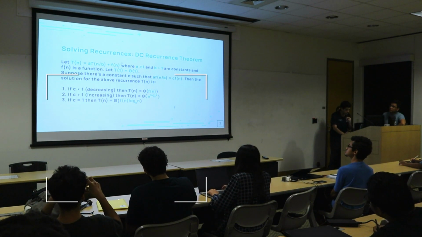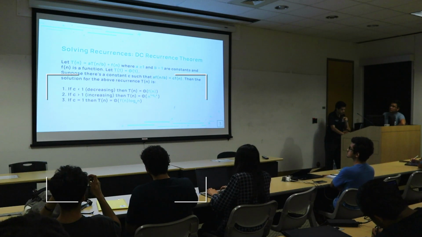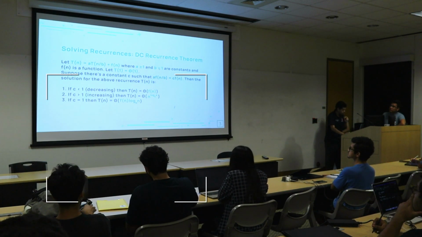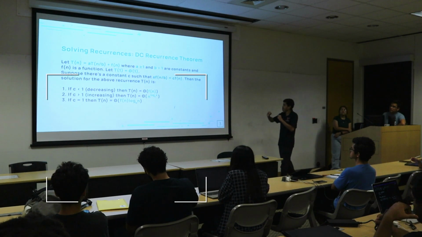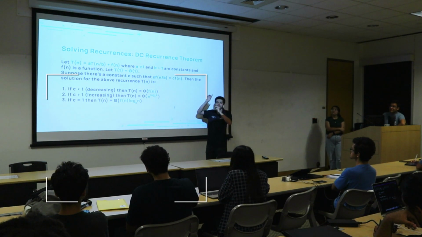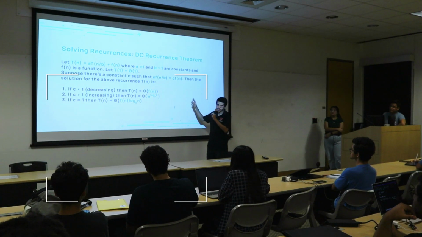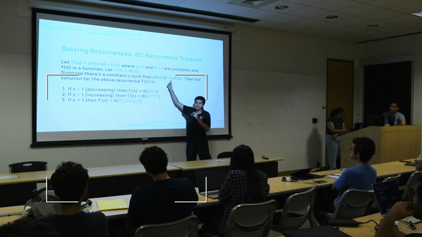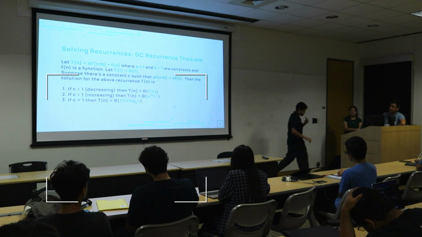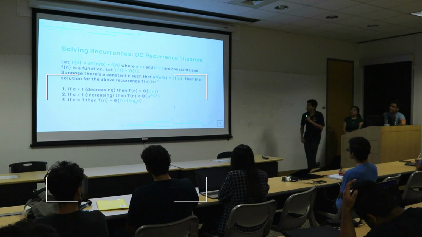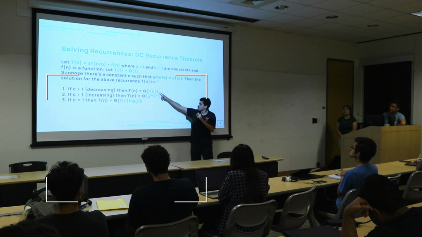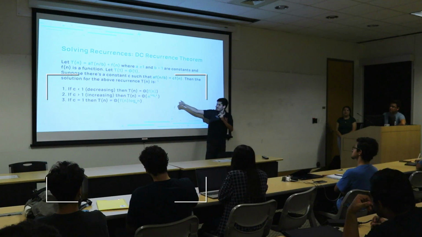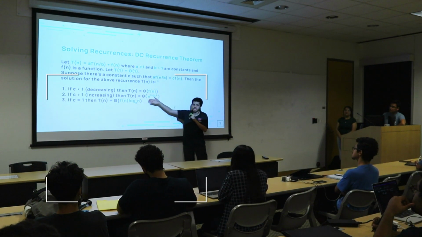And then what it says is, we have a that's greater than or equal to 1, and b that's greater than 1, they're constants. You can suppose that there's a constant c such that a f of n over b equals c f of n, okay? This equation is important to memorize. In fact, when you get your exam, I want you to write this equation here, and then write the three rules here, right?